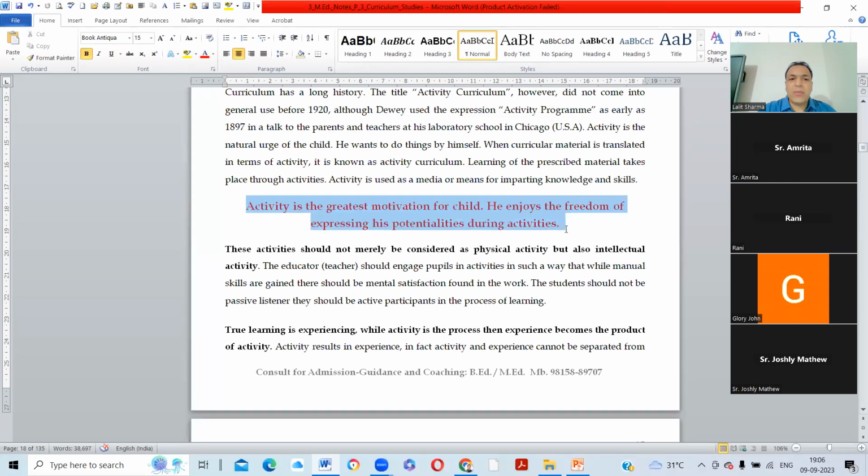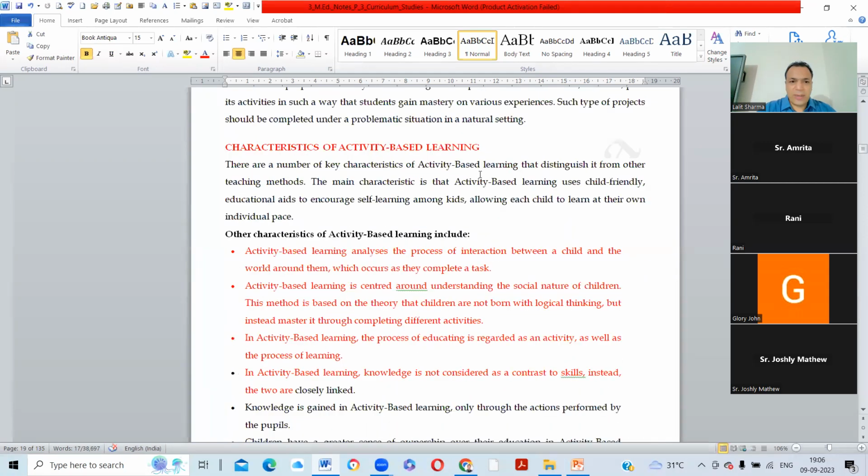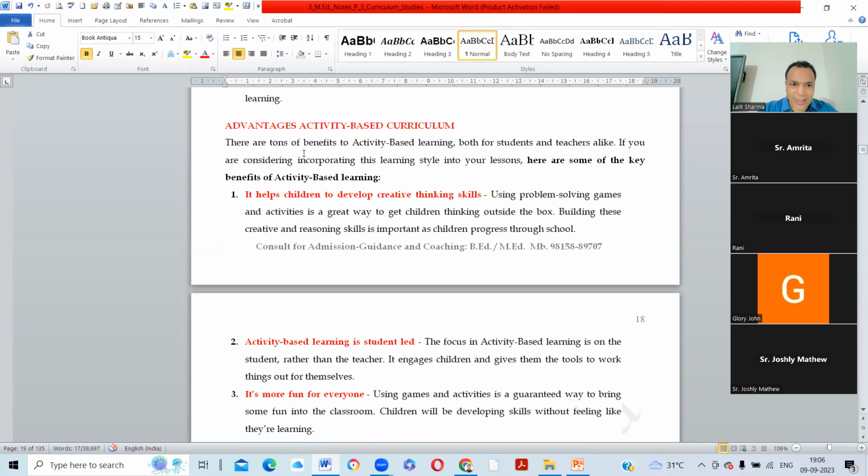He enjoys the freedom of expressing his potentialities during activities. Okay, characteristics of activity based, you can write all of this down. I think you have come to know about the meaning of activity based curriculum. Okay, now next, you also have to write the advantages. What are the advantages of activity based curriculum?